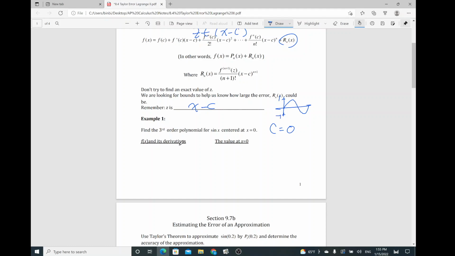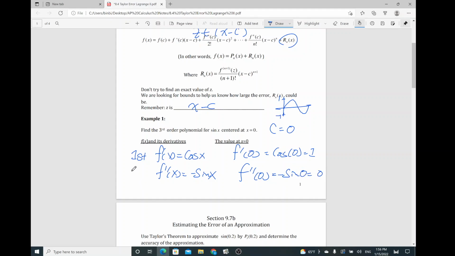Let's find the derivatives. The first derivative, f prime of x, is cosine of x. So f prime of 0 is cosine of 0, which is just 1. The second derivative is negative sine of x, so f double prime of 0 is negative sine of 0, which is 0. And then the third derivative is negative cosine of x, so at 0 that is negative 1.